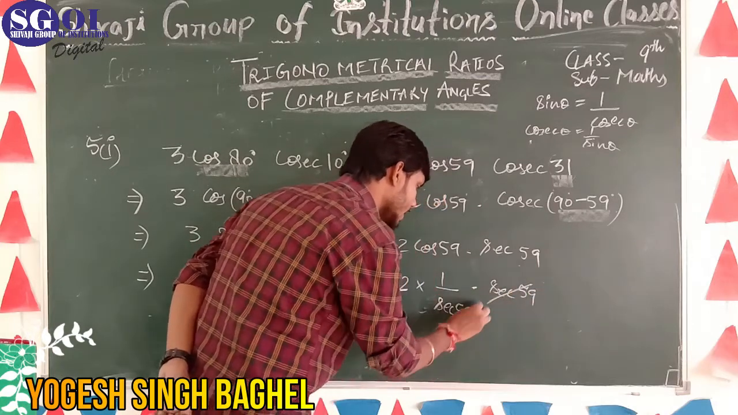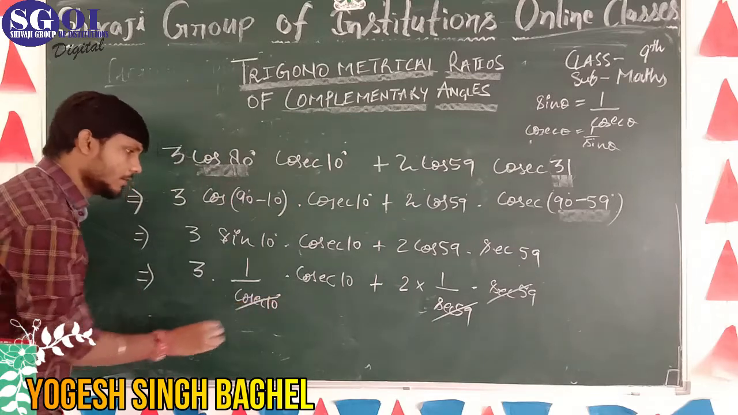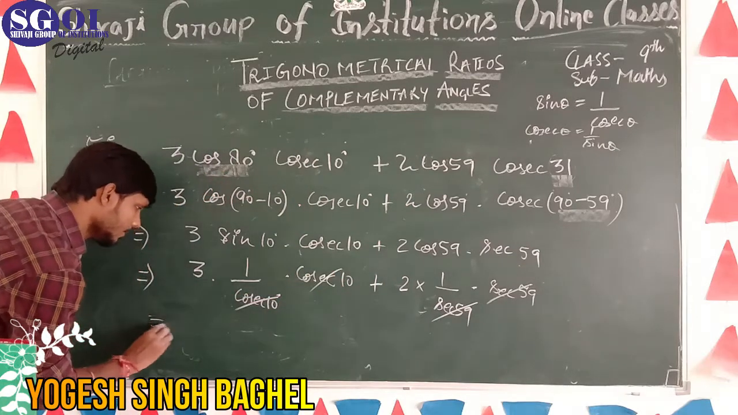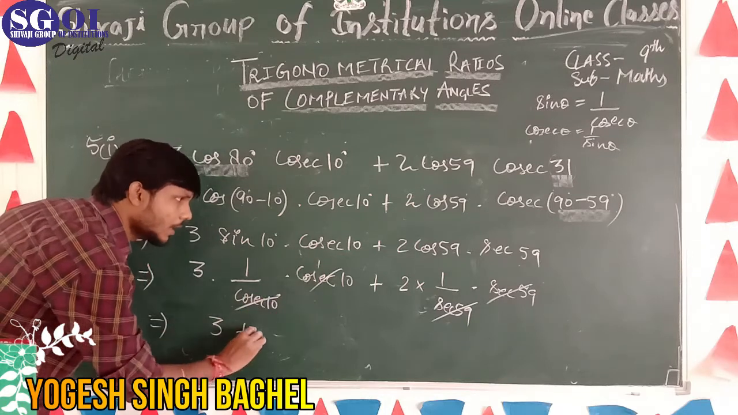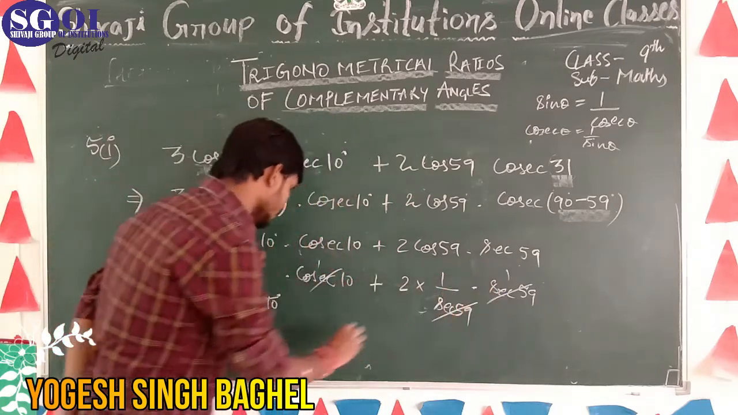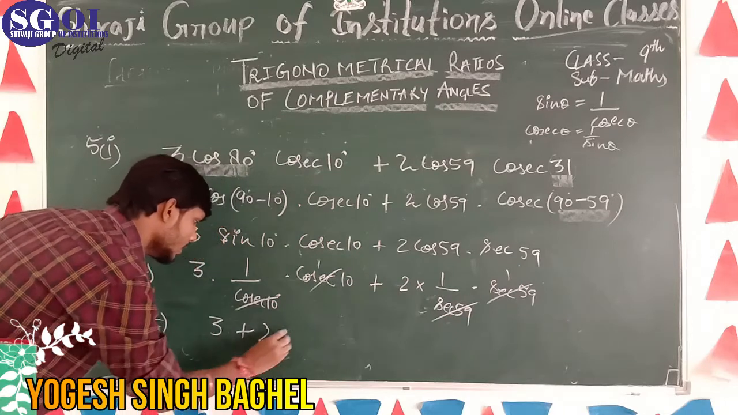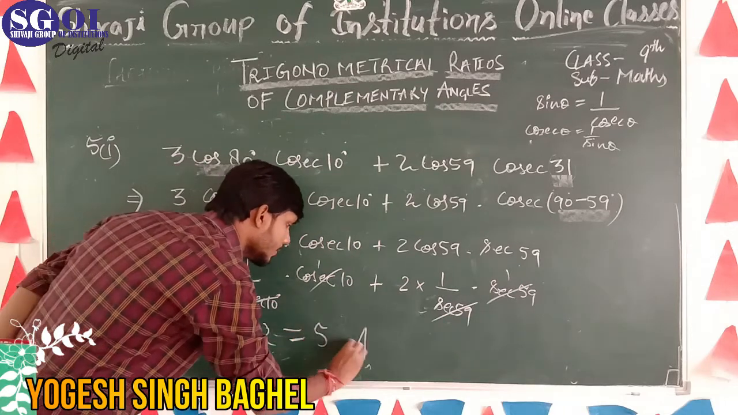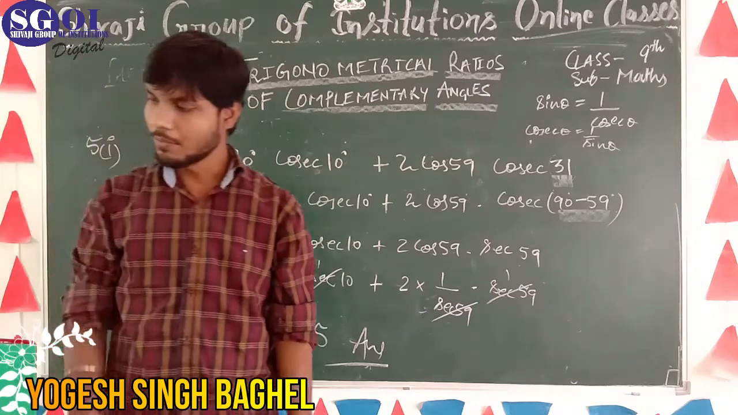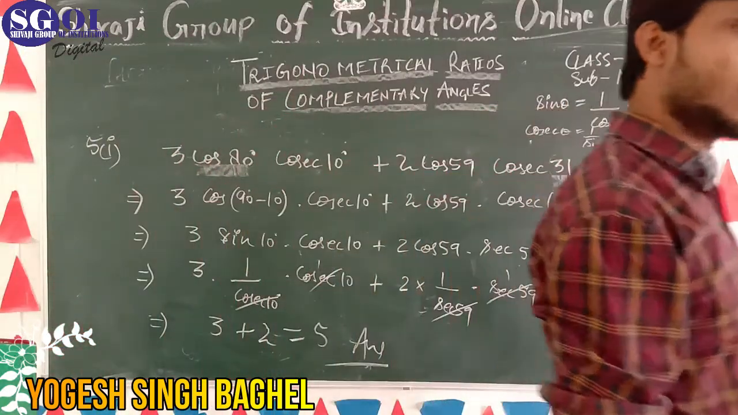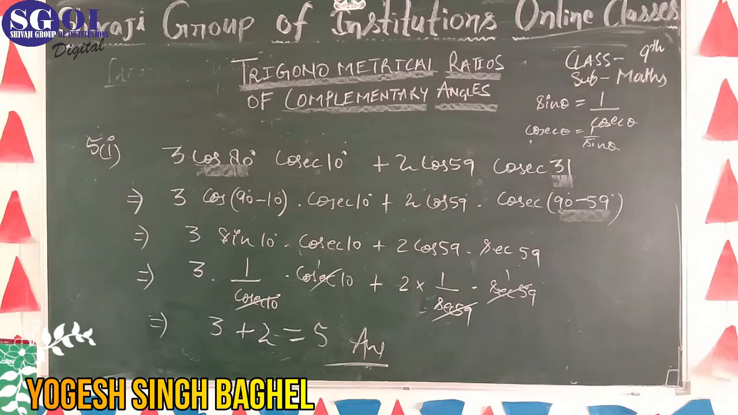So sec 59 and sec 59 cancel out, and cosec 10 cancels too. Now 3 ones are 3 and here it is 2. So 3 plus 2, the answer is 5. So this is your answer. Okay students, so this is question number 5. Now we see question number 7.